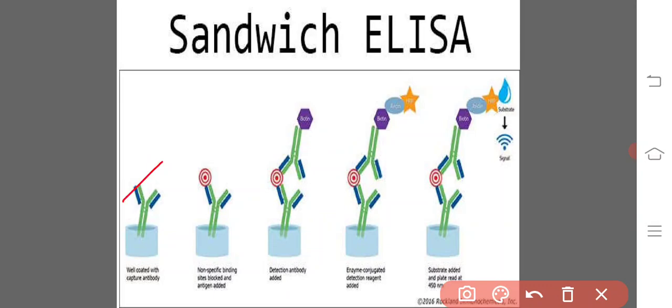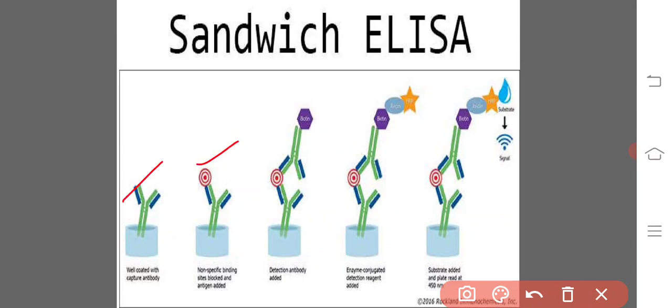Second one, any non-specific binding sites on the surface are blocked. Third one, the antigen-containing sample is applied to the plate and captured by the antibody. Fourth one, the plate is washed to remove the unbound antigen. Fifth one, a specific antibody is added and binds to the antigen. This primary antibody could also be in the serum of a donor to be tested for reactivity towards the antigen.